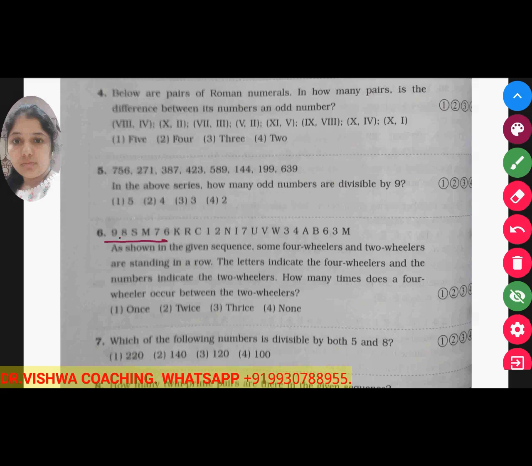So this is 1, again this is 2, then this is 3, this is 4 and 5. So it occurs 5 times, but there is no option of 5, so none is the option given here. Okay.